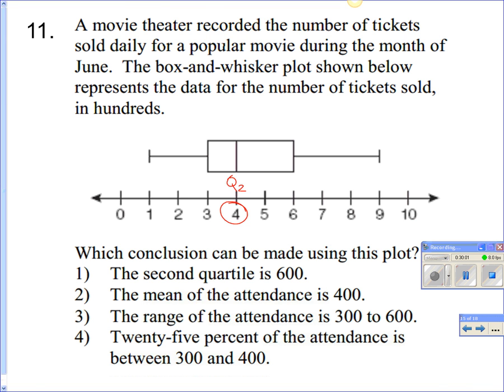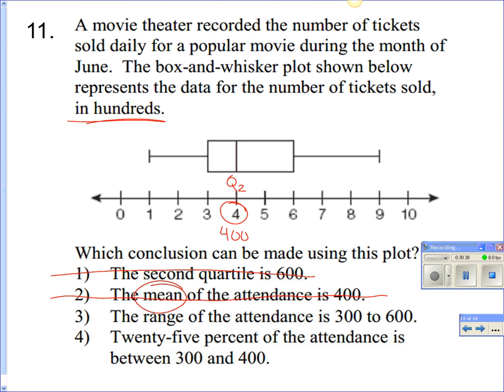What does it say about 4? What is 4 really? 400 because it says it's in hundreds. So is the second quartile 600? No. So we can mark out that one. Zach, what does 2 say? All right, you got to be really careful, guys. You got to be really careful. Is mean one of the things on a box and whiskers plot? Is mean on there? No, mean's not even on a box and whiskers, so you can cross that one out.